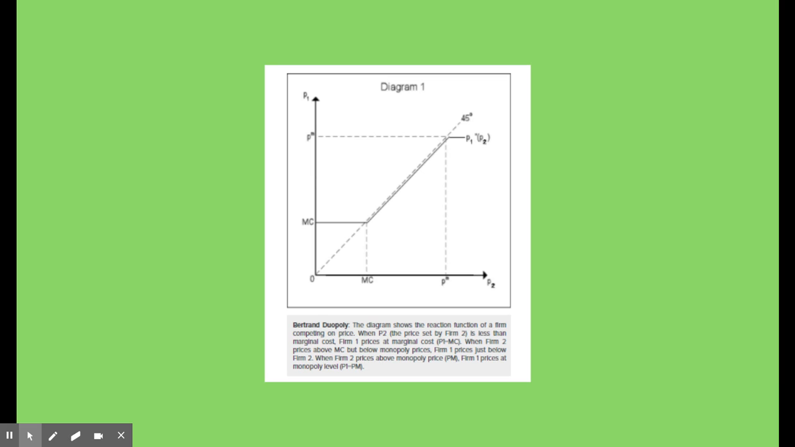So if firm B is setting the price below marginal cost, firm A will set the price exactly at the marginal cost, and then it's just breaking even. If firm B is setting the price above marginal cost, but below the monopoly price, then firm A will set the price just below that of firm B. So if the monopoly price is way up here, and here's the marginal cost, they're going to put it just below that so they can maximize profits, not just cover their costs. They're going to be able to make a lot more money than that.